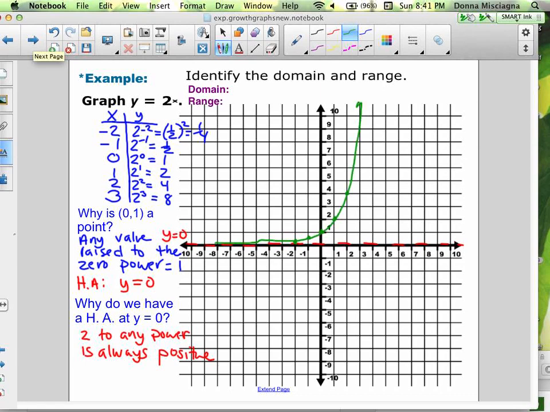Oops, we forgot to graph one of our points. We forgot all about (3, 8). Let me fix that. (3, 8). All right, now we'll continue. There we go.